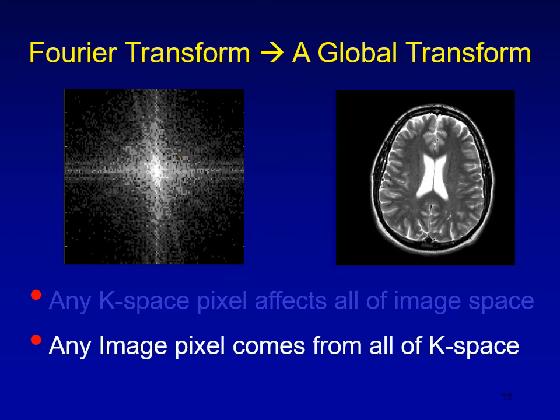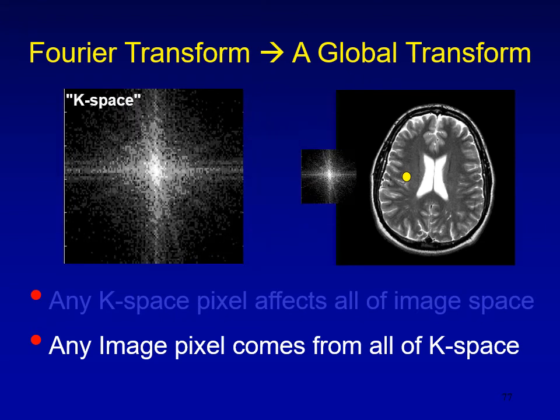The reciprocal relationship also applies. To obtain a single point in image space requires all of the data in K-space to form that pixel and the information associated with that pixel.